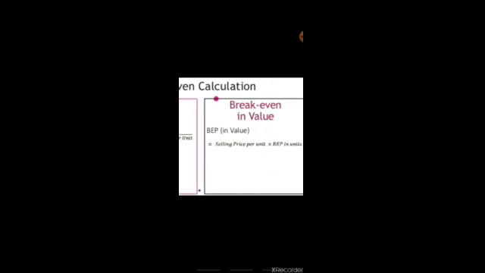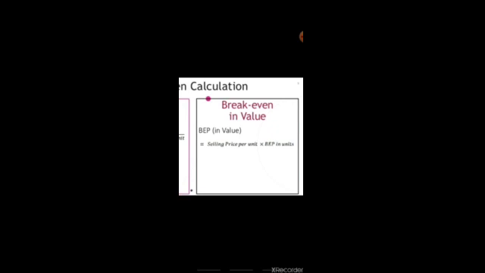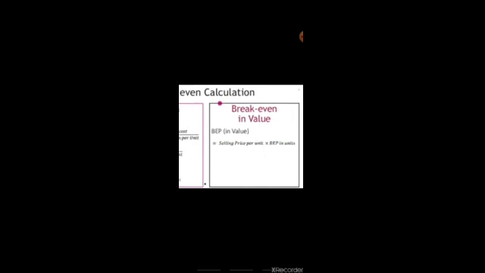Once we have found the break even in units, it can be found in the value. So again it will be selling price per unit into break even units. That means it will show that after making how many sales or what amount of sales your business is reaching the break even point. That means it has covered all the possible expenses or all the possible investment that you have made. This was for break even analysis.